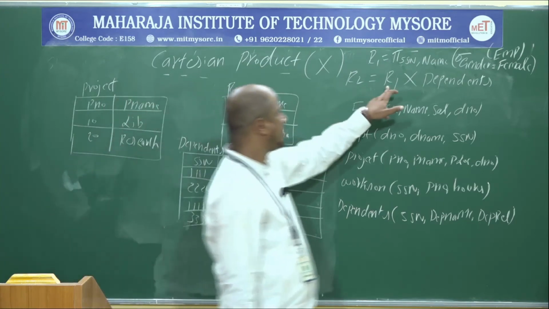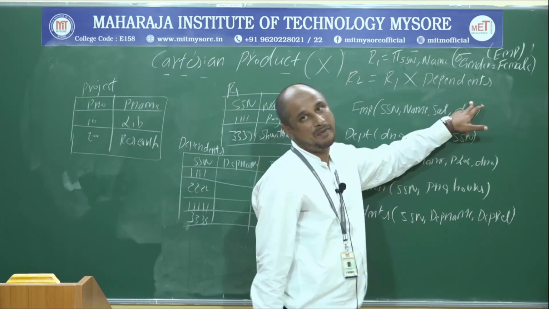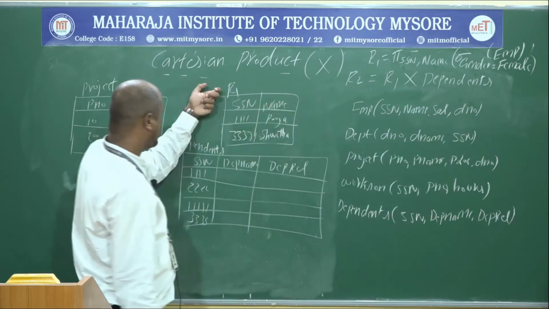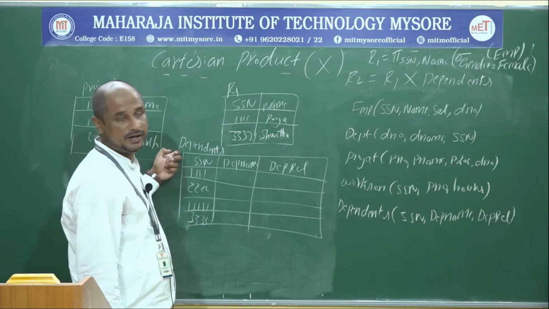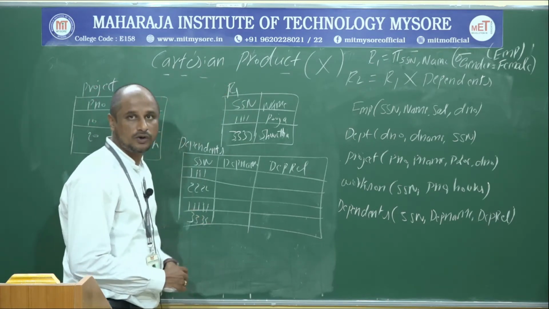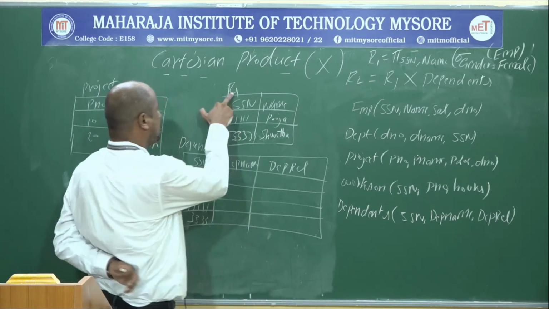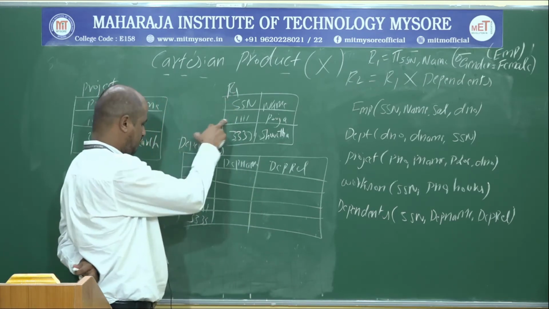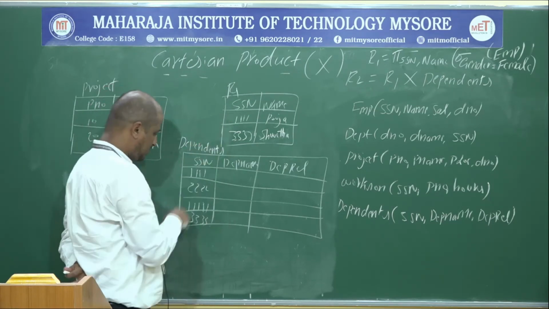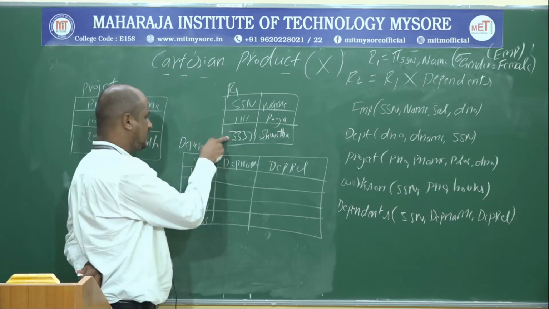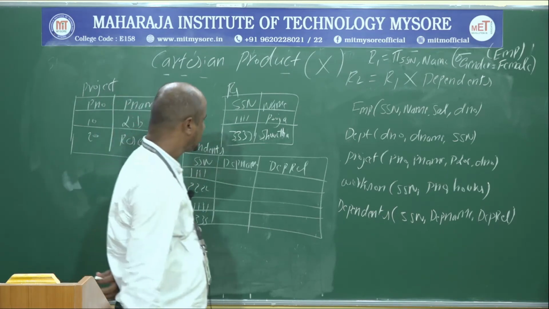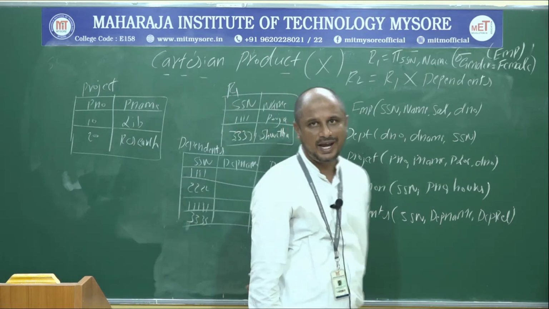So now I said R1 multiplied with the dependents table. If I do the multiplication, then what does R2 contain? I will multiply 1 1 with 1 1, 1 1 with 2 2, 1 1 with 3 3, 1 1 again, and 3 3 with 3 3, 1 1, 2 2, 1 1 and 3 3. So 2 into 4.